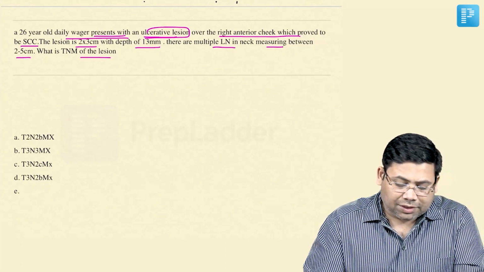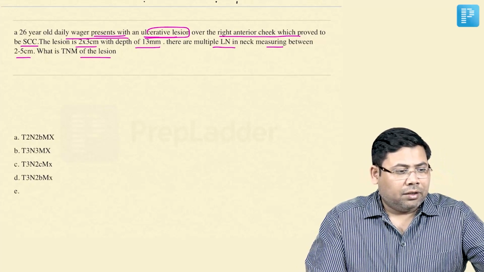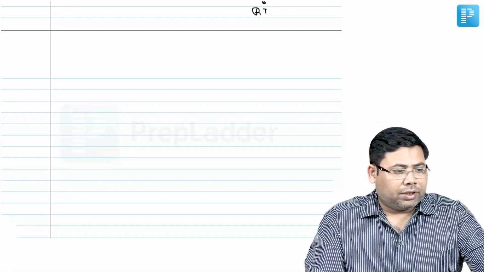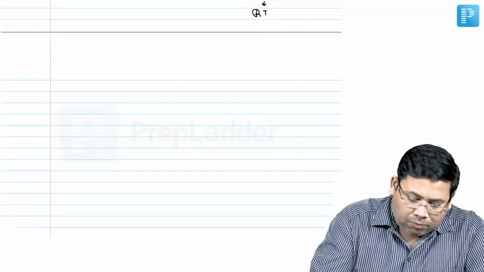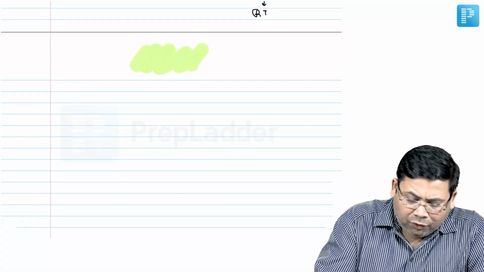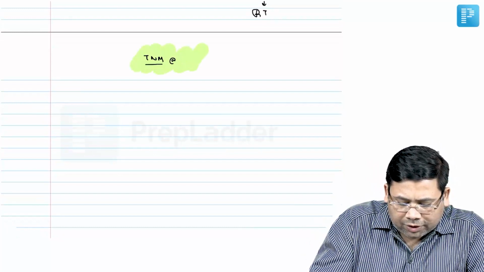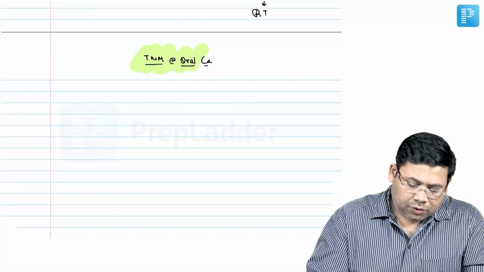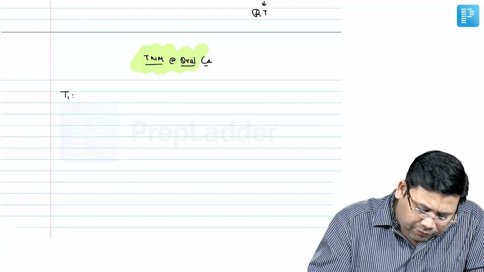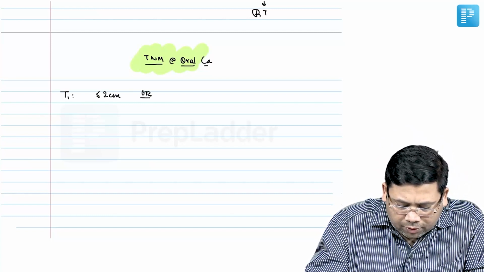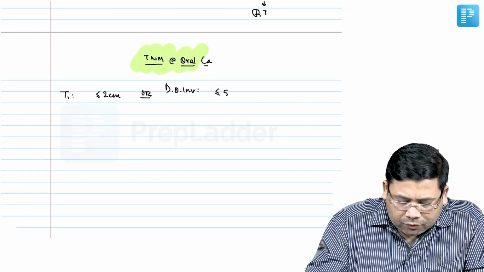If we want to understand the concept of TNM in this, we will first understand what it is. Now, when we talk about the TNM staging for oral cancer, this is very important for your exams. Students, we have T1, which is less than or equal to 2 centimeters or depth of invasion less than or equal to 5 mm.